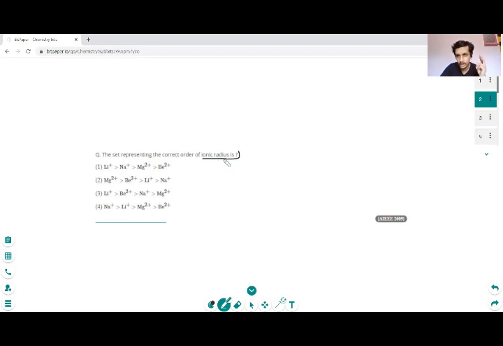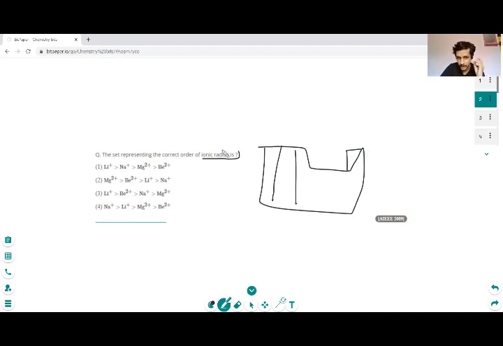Here we have to understand two concepts regarding ionic radius. Ionic radius depends on the position of the element in the periodic table. Let's say this is the periodic table. Where the element is present affects the ionic radius, and also what charge is present on it. Is it a +1 charge, +2 charge, or a negative charge? That affects the ionic radius.